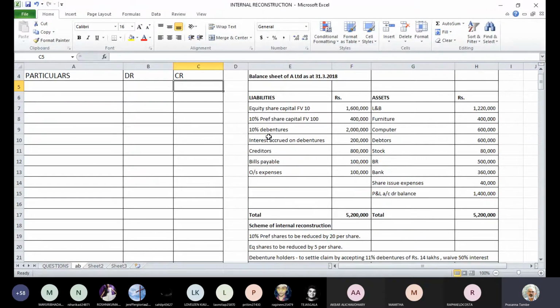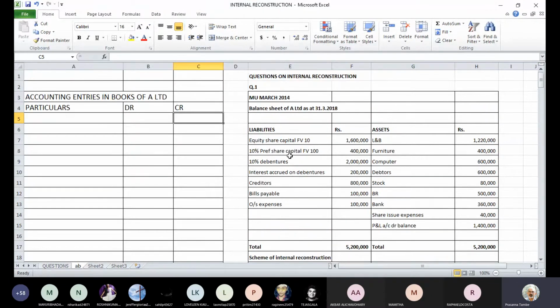Now the first transaction, first information is about preference share capital. It says that preference shares are to be reduced by 20 per share. Now your face value is 100. So that face value will be reduced by 20. So it will become 80 rupees per share. That means you are reducing the face value. That is one change. Instead of 100 rupees face value, these shares will now become 80 rupees per share face value.